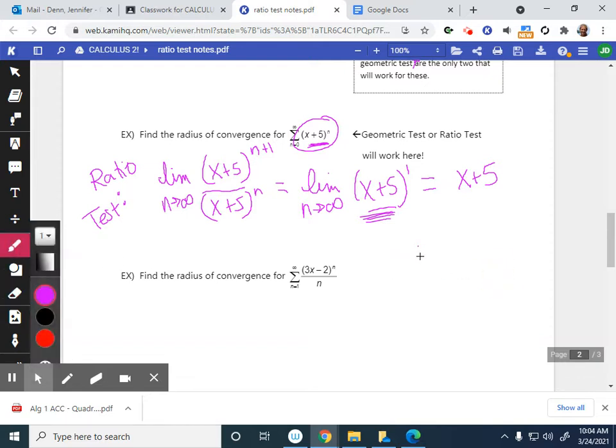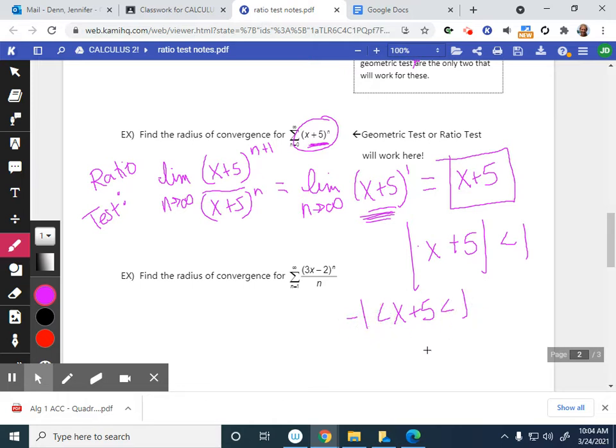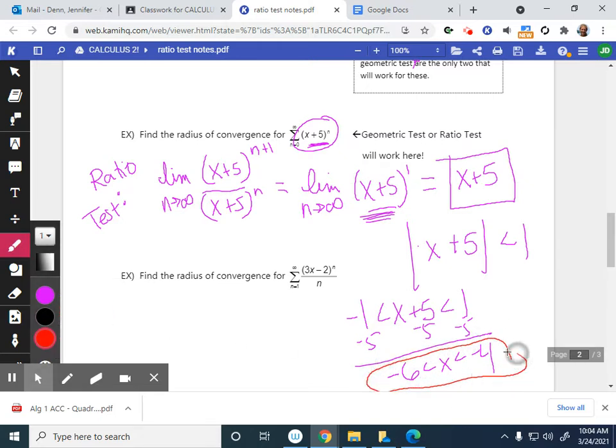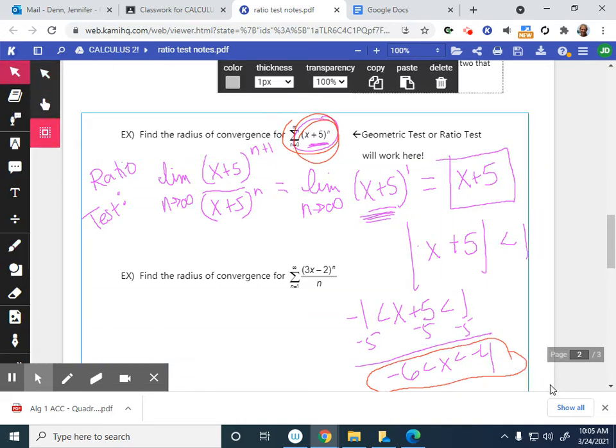So what does the ratio test say? Again, the ratio test says whatever my result is from my limit, the absolute value of it has to be less than 1, which we know means that it itself has to be between 1 and -1. So subtract 5 from each side, or all three spots, and we get the same thing as I got before. So what is the interval of convergence? This series converges when x is between -6 and -4. Just like we got the same answer when we did it with the geometric series test. Okay, seems easy.